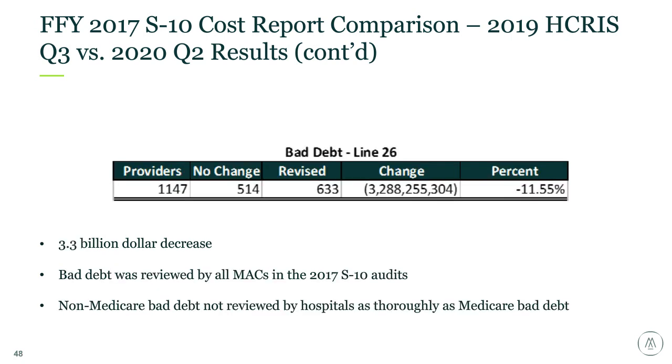And with this slide, we see that 633 fiscal years were revised for total bad debt. Again, the change was massive, with $3.2 billion, representing a little more than 11.5%, removed from those S10 reports. I think the inclusion of bad debt sampling and a more robust bad debt review in the S10 audits is the biggest cause for this decrease.